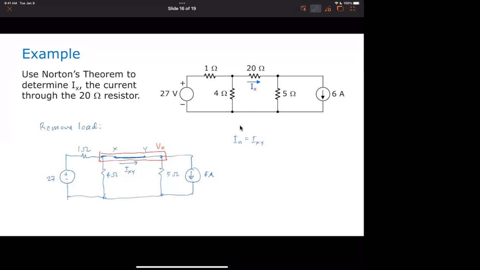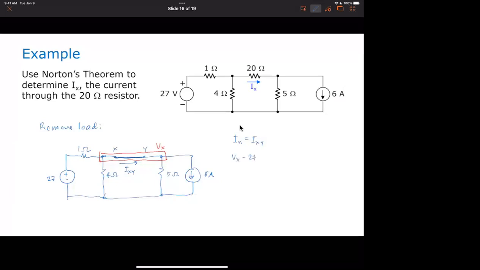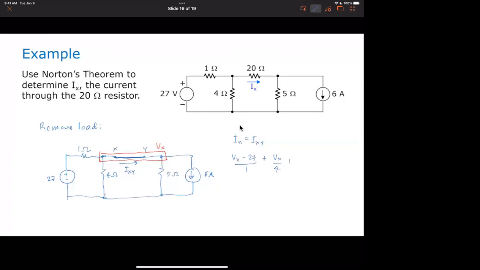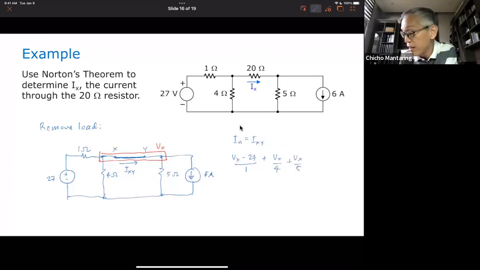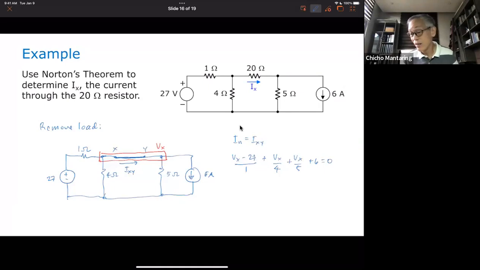Sir, Vx minus 27 over 1, plus Vx over 4, plus Vx over 5, minus 6. Plus 6. Okay, plus 6 is equal to 0. So, tama yon, no? Okay, so I can compute for Vx.